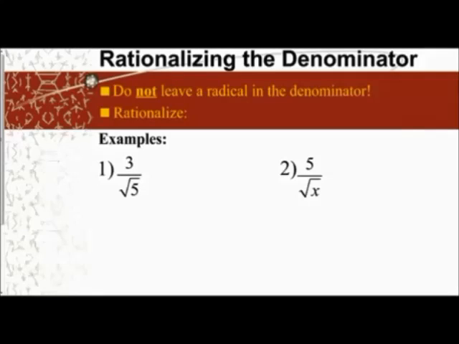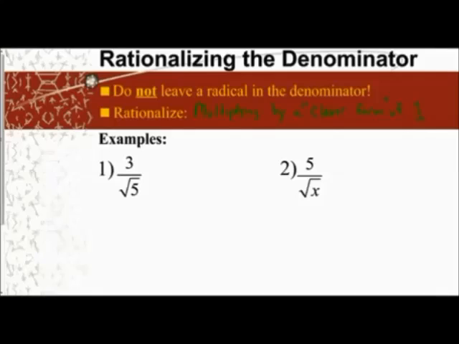Now, the way I like to explain rationalizing is to describe it as multiplying by a clever form of the number 1. And the reason why is you have to keep the same value. So the only way to keep the same value of a number when multiplying is to multiply by 1. But we have to be clever about how we're going to write the number 1.